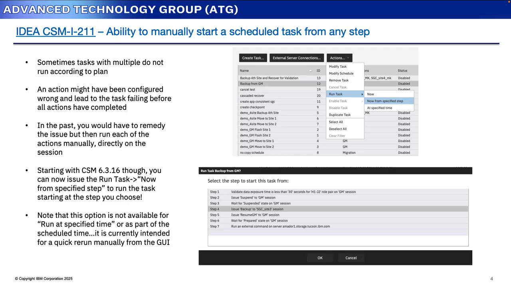So what we did was allow you now to manually issue the run task now from a specified step. So you can click that, choose the step you want to run it from, and CSM will start at that step and complete the rest of the actions in that task. You can't schedule it from a certain step yet, but this gives you that opportunity to redrive the script or the scheduled task without having to start all over.